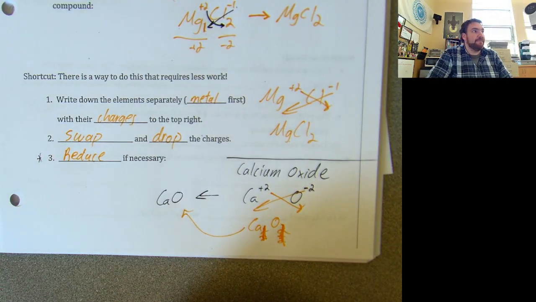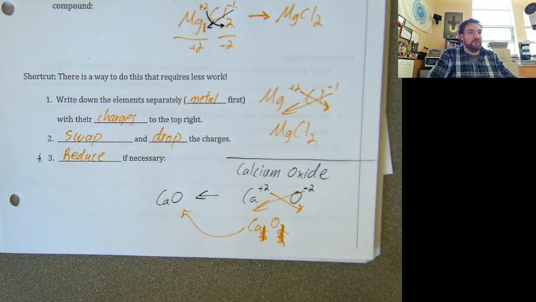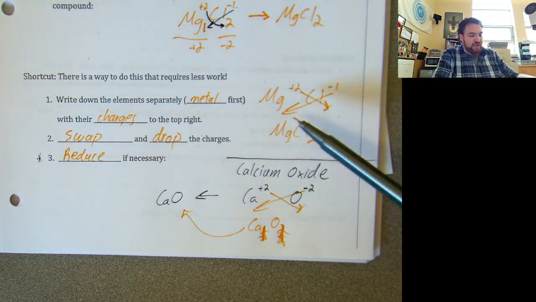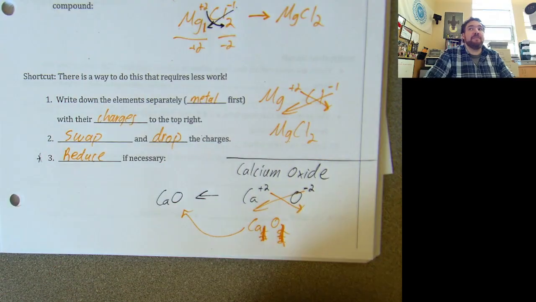So if you're going to use the shortcut, you got to make sure that you're thinking it through this way. You got to make sure we swap, drop, and then reduce if necessary. And sometimes they get interesting, especially when you're dealing with the stuff in the middle of the table.